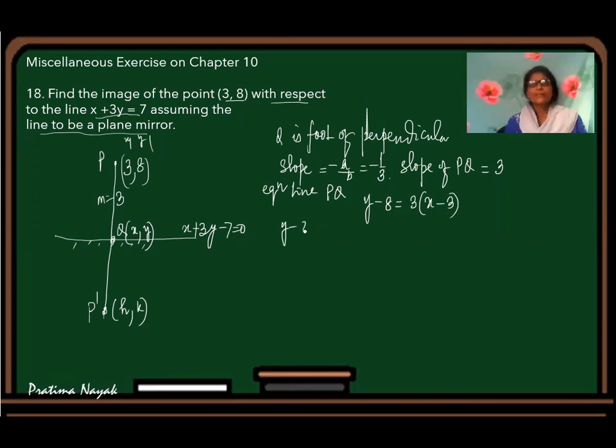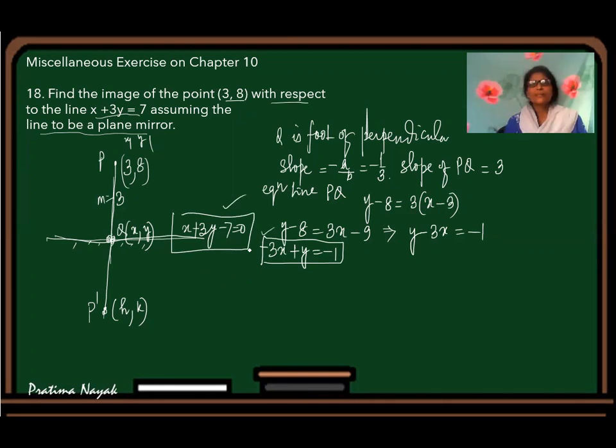So y - 8 = 3x - 9, or y - 3x = -1, or simply this will be -3x + y = -1. This is the equation of PQ, and this is the line equation, and this intersection point is your Q. So I am solving these two equations.